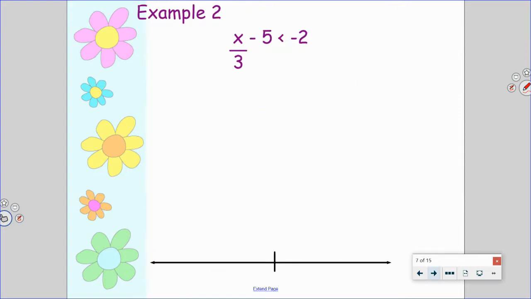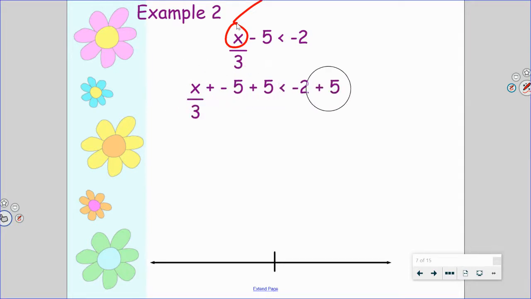Let's do another example. Our goal is to isolate the x, get it by itself and alone, so we're going to get rid of the minus 5. First thing to do is get rid of a negative 5 with a positive 5. I don't know about you, but I like to change subtraction into adding the opposite. Now, that's just me. You don't have to. Subtract 5, add 5, make 0. And remember, anytime you add or subtract, that inequality sign does not flip around. We talked about that yesterday. So that leaves us with a third of an x is less than 3.